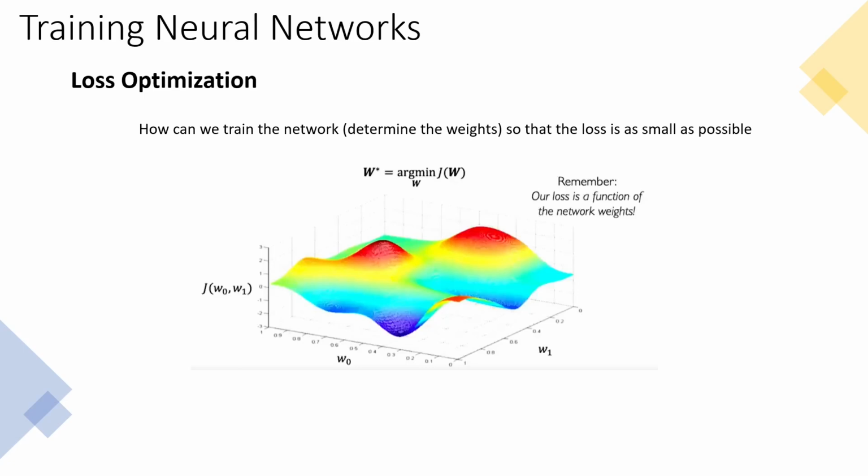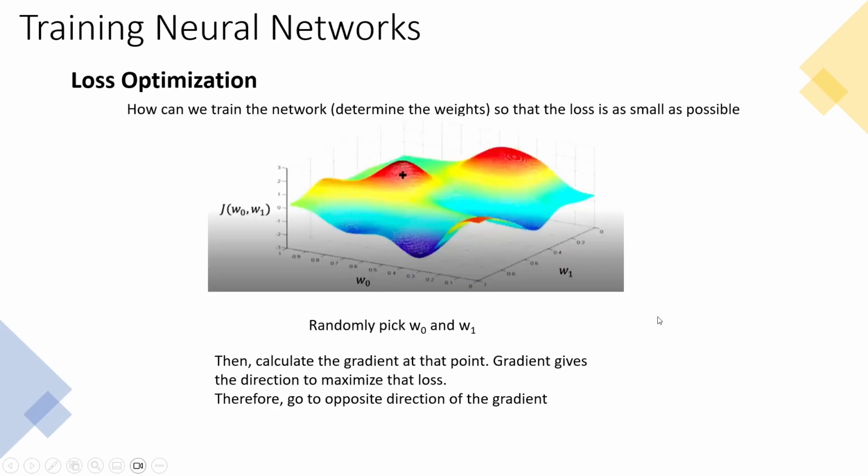Assume that we have W0 and W1 that we would like to minimize or maximize over. And let's say we have a loss function J, and it's giving the result something like this. The idea is we would like to find the minimum of this loss function for W0 and W1. So how can we train the network, which means determine the weights and the biases so that the loss is as small as possible? That's the optimization problem.